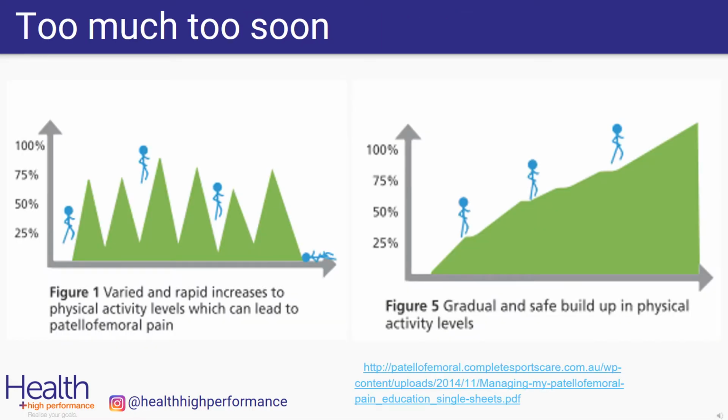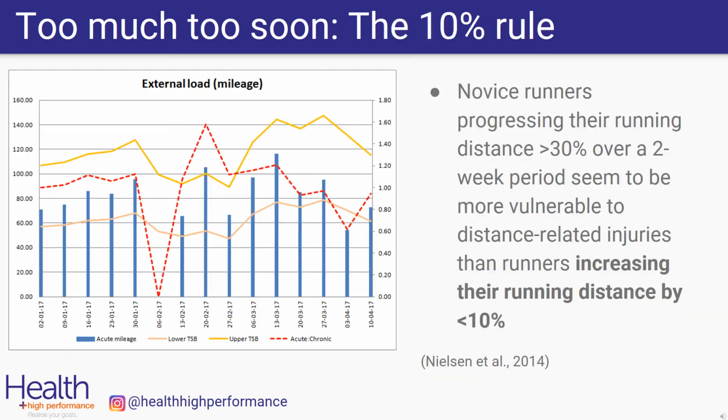In this graph on the left here, we see a typical graph of an injured runner. Rapid increases in weekly running volume and a lack of consistency. Some weeks running a lot and some weeks running very little, with these peaks and troughs. The graph on the right is what runners should aspire to, gradual increases in weekly running mileage.